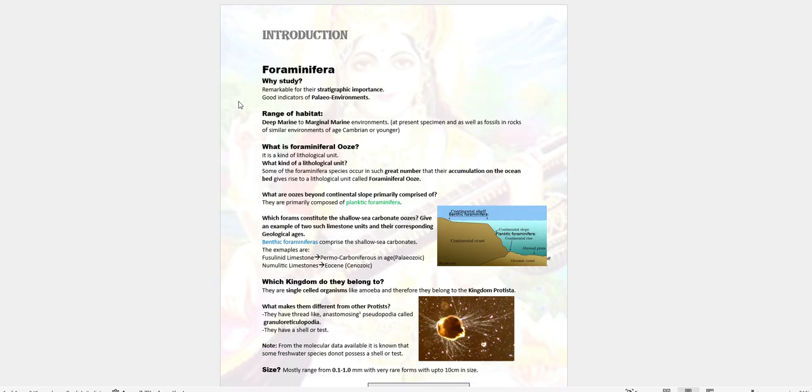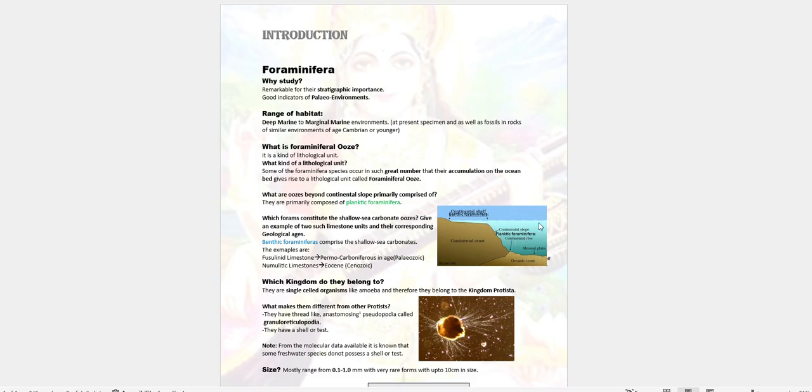Now, what are oozes beyond the continental slope primarily comprised of? If you see, the ocean is divided into certain parts. It's divided into the continental shelf, the continental slope, the rise, and the abyssal plain. And the oozes in this part are mainly comprised of benthic foraminiferas, and the oozes that are formed beyond the continental slope are comprised of the planktic foraminiferas.